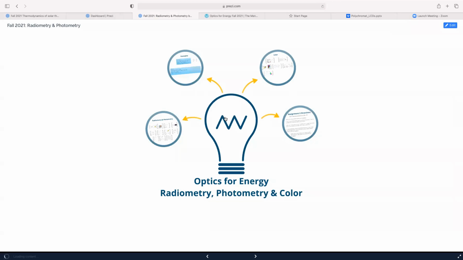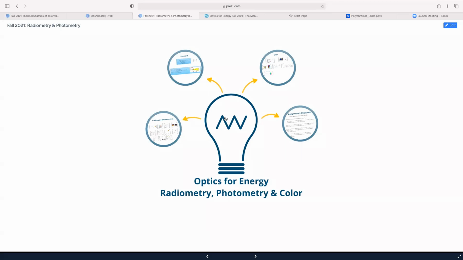For the rest of the class, I want to talk about radiometry, photometry, and color. It's a little bit different than thermodynamics, but it's important for you to understand because so far we talked about measurements in energy, joules, watts, meters squared, and so on. And this is useful as engineers and physicists because that's what we actually measure.